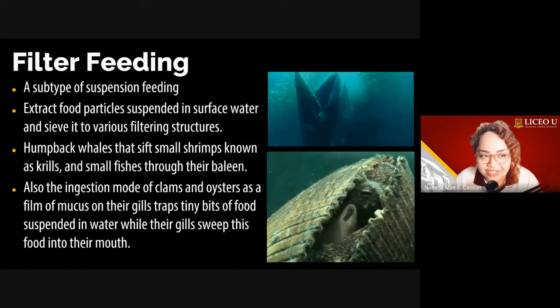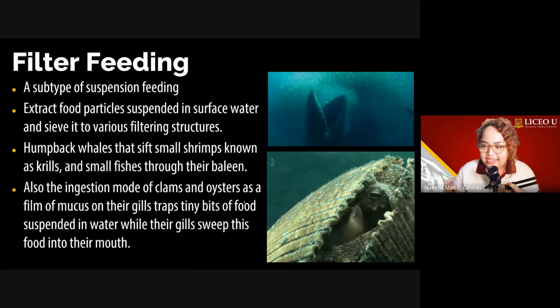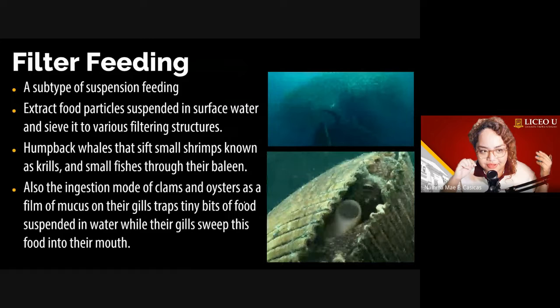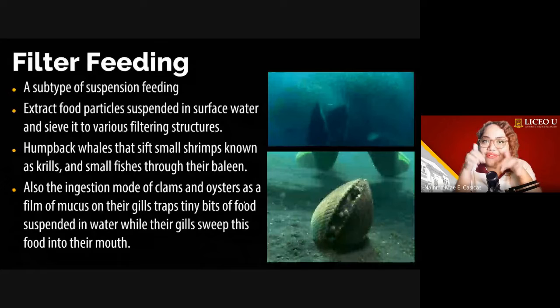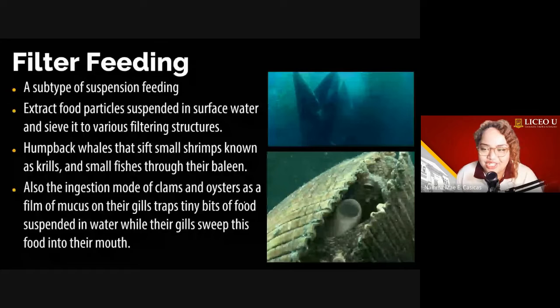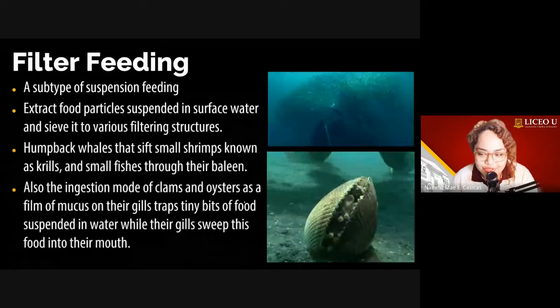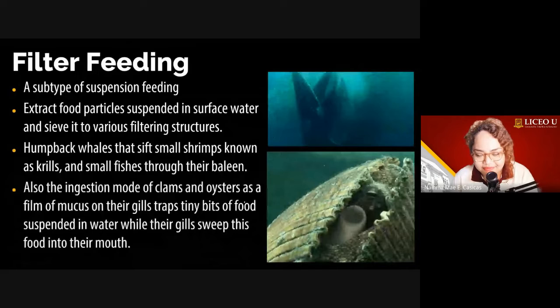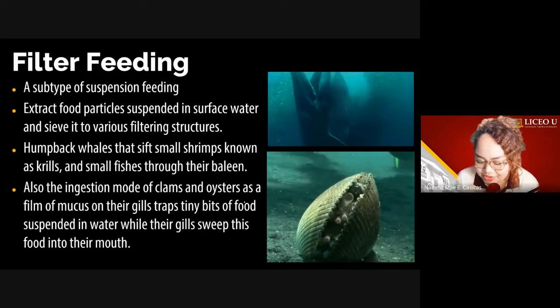And then we have your filter feeders. This is a subtype of your suspension feeders. They move food towards their mouths, just like your humpback whales. They have what you call baleen. It is like a projection in their mouths, like huge strands of hair. So they sift through small shrimps known as krill and small fishes through their baleen. This is also used by your clams and oysters as well. They have a film of mucus in their gills, which traps tiny bits of food suspended in water. So these are your filter feeders.